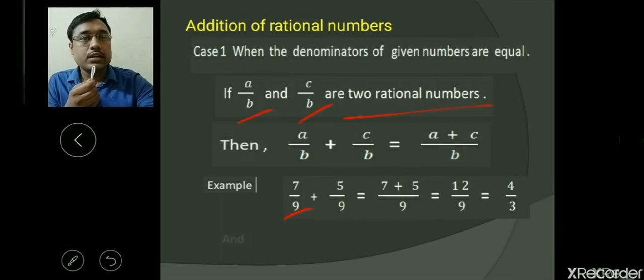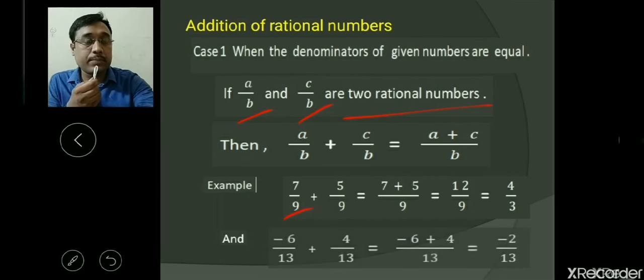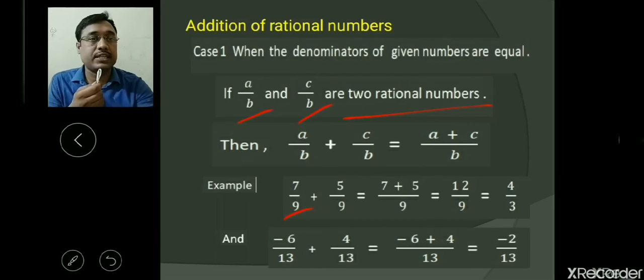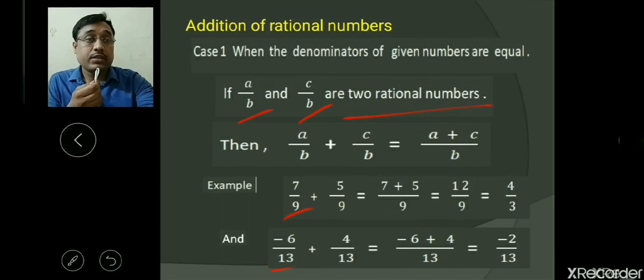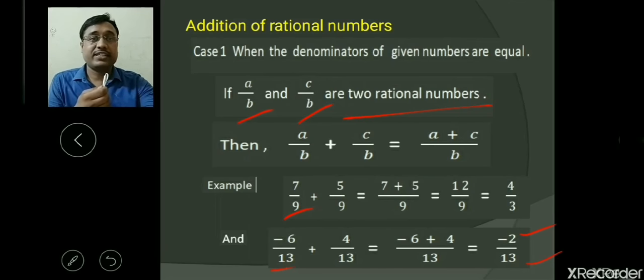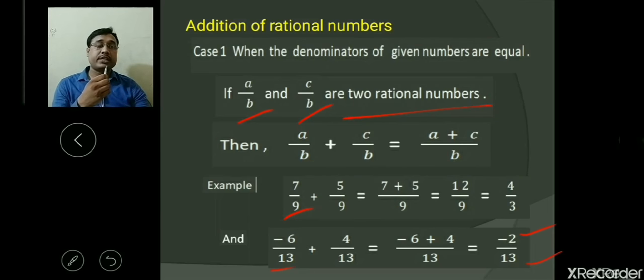Okay students, now one more example you see here: minus 6 by 13 plus 4 by 13. Here 6 is negative, minus 6 is written. So here also the common denominator is 13. So what you will do here also, add the numerators, minus 6 plus 4, that is minus 2, and divide them with the common denominator 13. So the result is minus 2 by 13. No problem here. So ultimately you have to add the numerators and divide the sum by the common denominator when the denominators of the given numbers are equal.